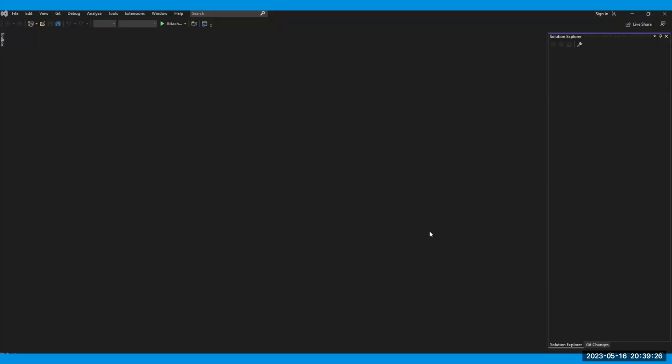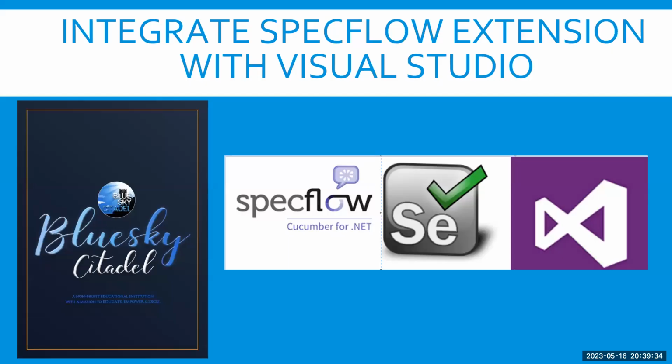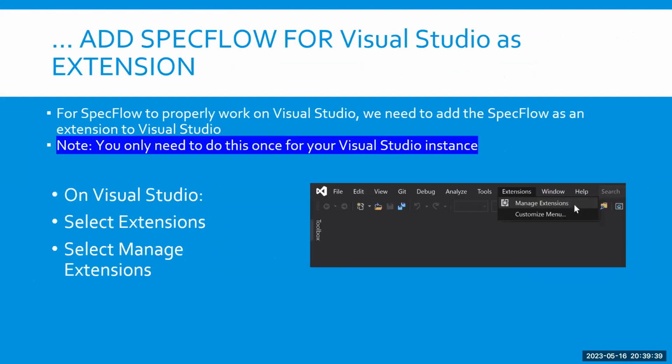If you missed this video, try to rewatch it again and follow step by step. So step 2 is this, which is integrate SpecFlow extension with Visual Studio. So now, to integrate SpecFlow, all instructions are in this slide, which makes the slide more detailed than just watching the video. You can see, for SpecFlow to properly work on Visual Studio, you need to add SpecFlow as an extension. It is mandatory to do that. It is not an option, it is mandatory.